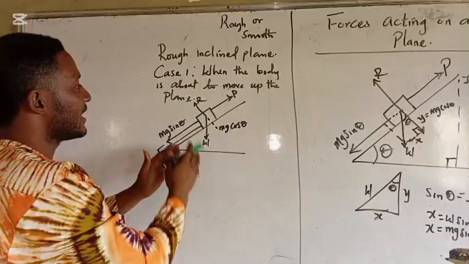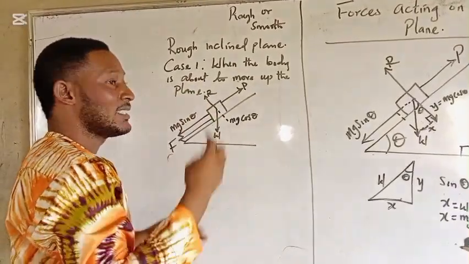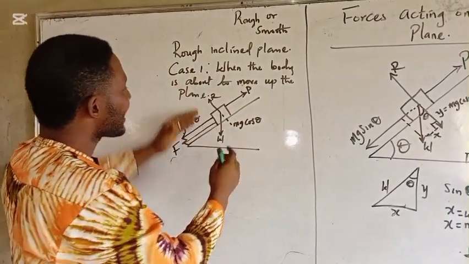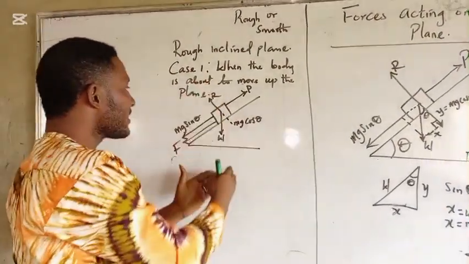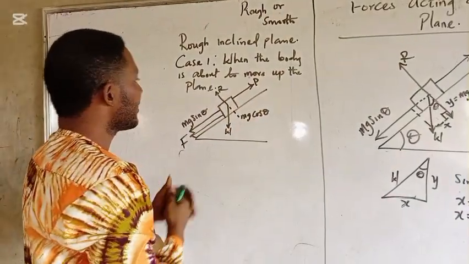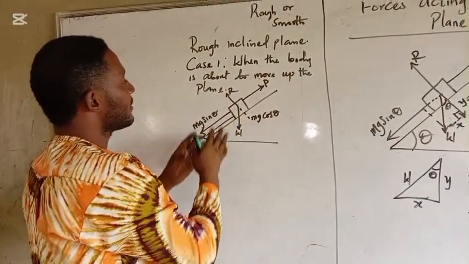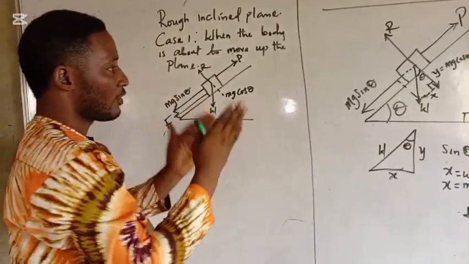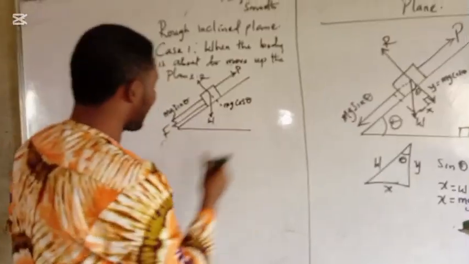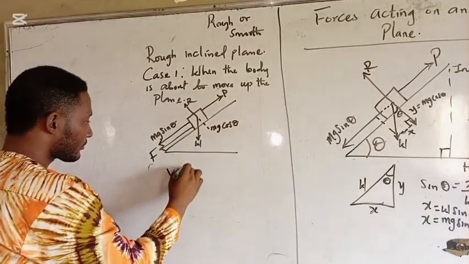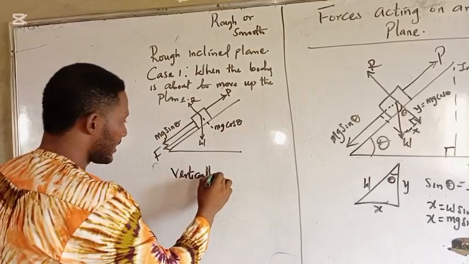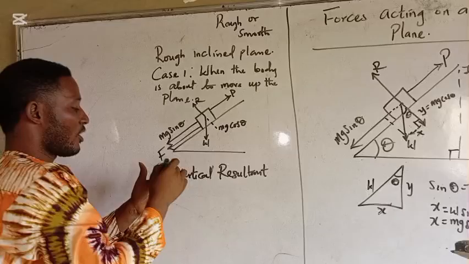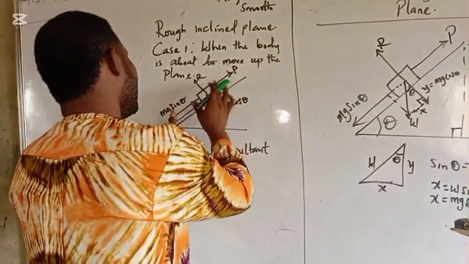Now, whenever you have a body placed on an inclined plane, there are two considerations we need to actually consider, and that is the vertical resultant of the forces and the horizontal resultant of the forces. That is, whenever you want to consider the forces acting on the body placed on an inclined plane, the forces will be considered vertically and also horizontally. Now let's consider that based on that fact. Now, the vertical resultant will be considered by looking at the plane vertically upward.